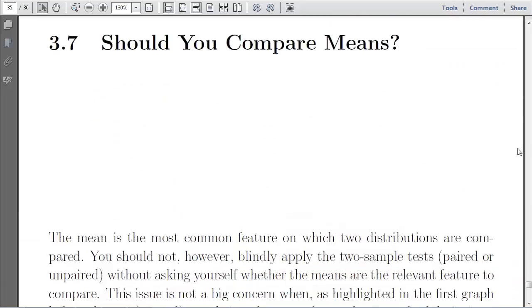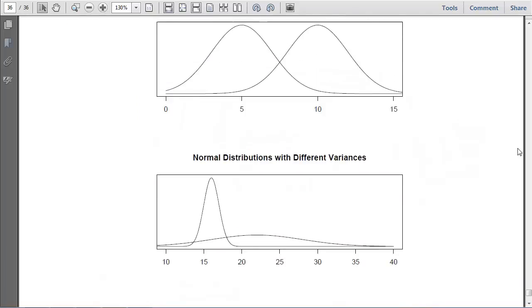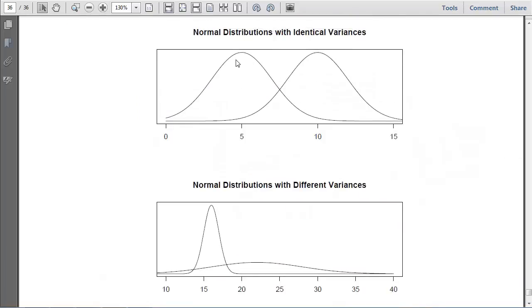All right, my last comment in this chapter is, should you even be comparing means? So imagine a situation, the top situation is great because we have basically 2 identical distributions with the same variances. The only difference between these two is the location of the centers. And in this case, because that's the only real feature of difference, that's the feature that you want to compare. On the bottom, we have a very different situation.